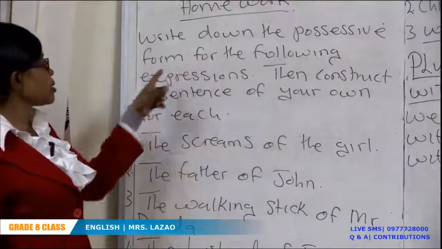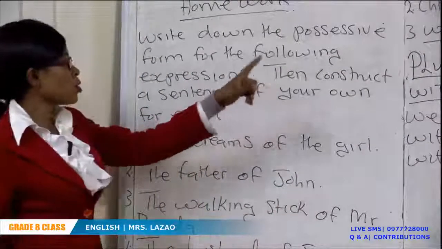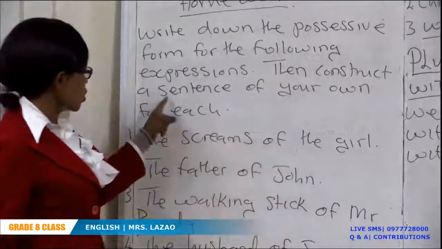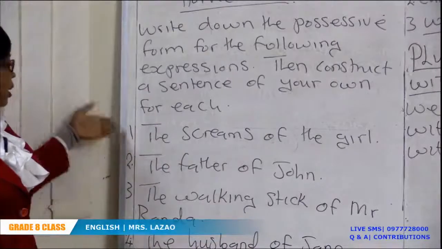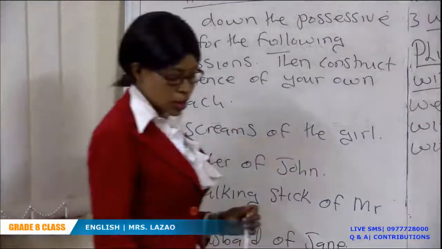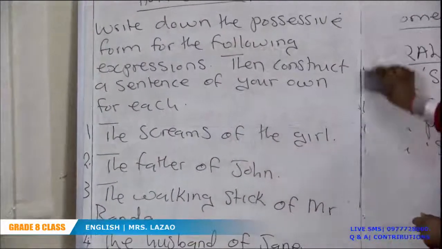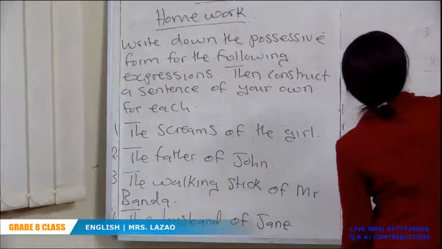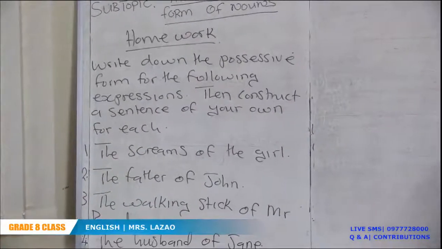Let's look at our homework. Write down the possessive form of the following expressions. Then construct a sentence of your own for each. Let's make number one an example, so that you understand what you are supposed to do. Then the remaining ones you do on your own.